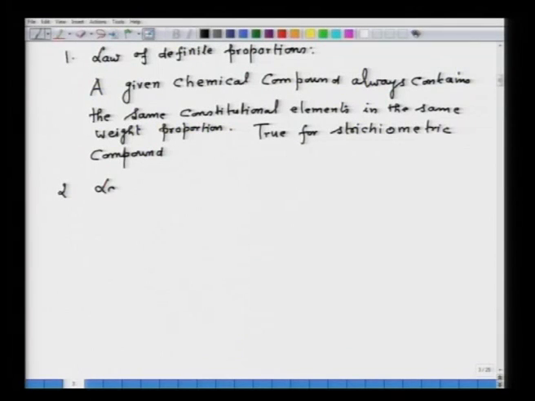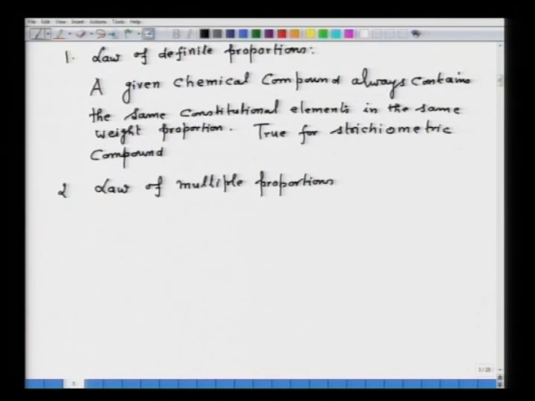Second important law is the law of multiple proportions. Now, this law states if 2 elements can form more than one compound, I repeat once again, if 2 elements can form more than one compound, then the respective weights of one element that combines with a given weight of the other are in the ratio of small whole numbers.